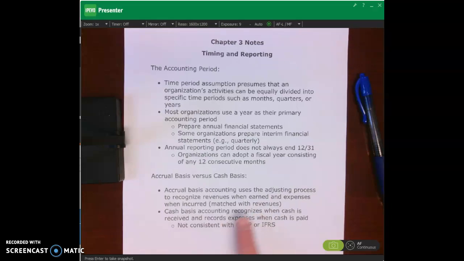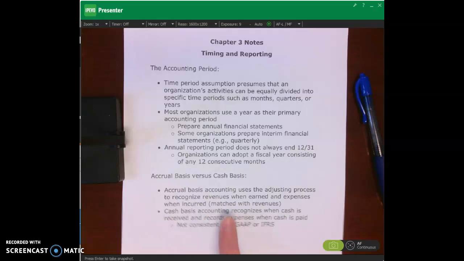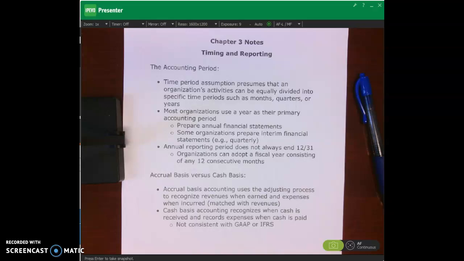The idea that we recognize the expense when it's incurred is consistent with the matching principle, which says we want to match revenues and expenses in the same accounting period. Okay? So with accrual basis accounting, we're going to recognize revenues when they're earned, and we will recognize expenses when they are incurred. That term incurred just means that they occurred. Okay? They occurred.